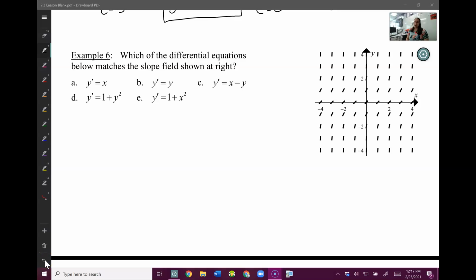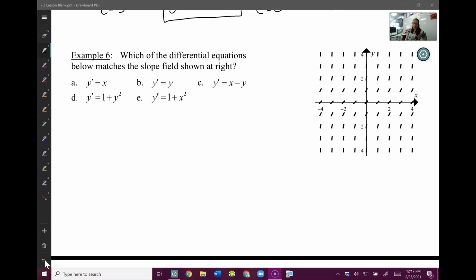Let's talk about really common multiple choice AP questions with slope fields. This is the example of the first kind. Which of the differential equations below matches this slope field? The best thing that I would do is to plug points into these and see which one matches. Now, you could also go about it in a slightly different way.